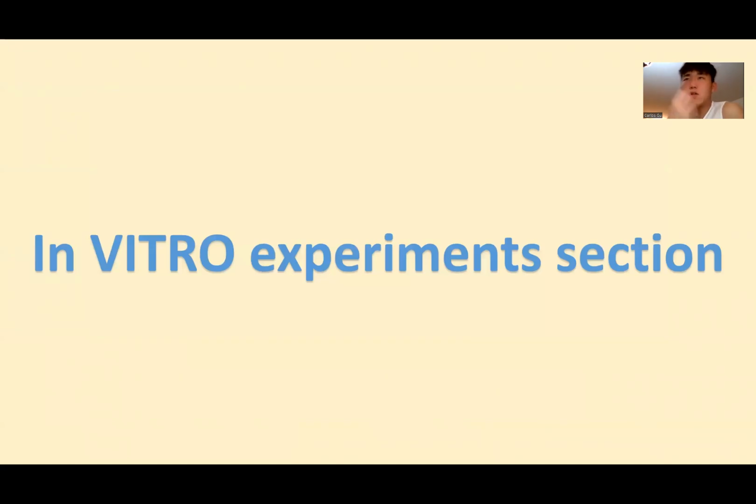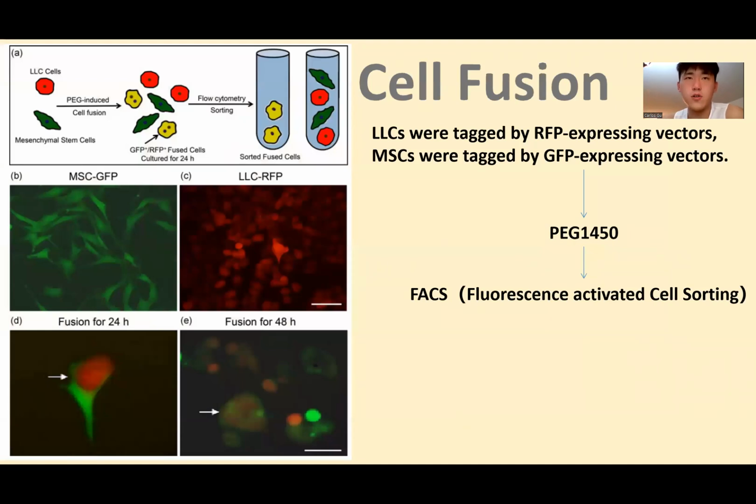In the method section, we worked in different sections. First of all is the in vitro experiment section. We do a lot of basic molecular experiments. The first one is that we tag the cells with vectors. The vectors can give the cells color, like a red one and a green one. After they fuse, the colors combine as well, and we can see an orange one appear. That is the fusion cell, and then we use flow cytometry to sort the cells.